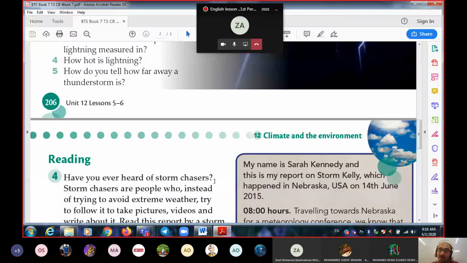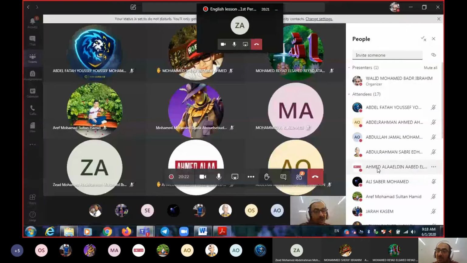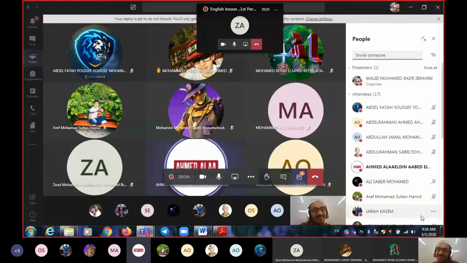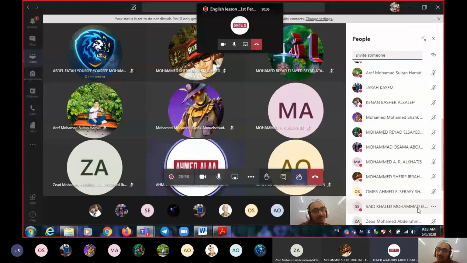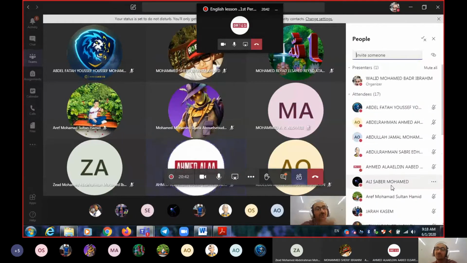So let's go back again to our main lesson. Today, we're going to read this passage. It is mainly about storm chasers. Do you know about storm chasers? Is there anyone who has any information about storm chasers? Ahmed Alauddin, do you know anything about them? Storm chasers? Actually, no, teacher. Okay, so you don't have to raise your hand. Oh, I'm sorry, teacher, I forgot to lower my hand by mistake. Okay. If you don't have anything to add, you are kindly asked to lower your hand.